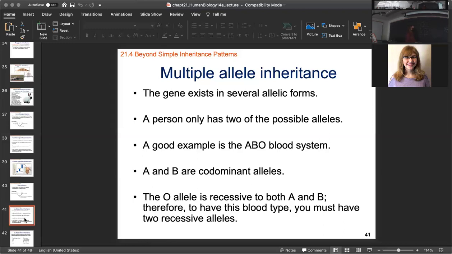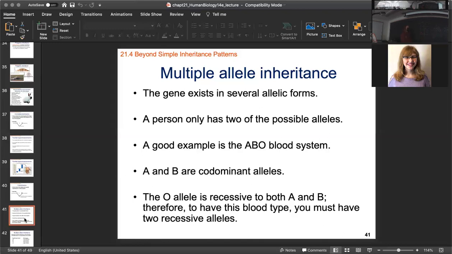Wait a second, let's see that, right? So if you have an individual that's type A and an individual who's type B, and they cross to each other, okay, it's possible that if their second allele is an O, you could have somebody who's OO. This is called multiple allele inheritance.